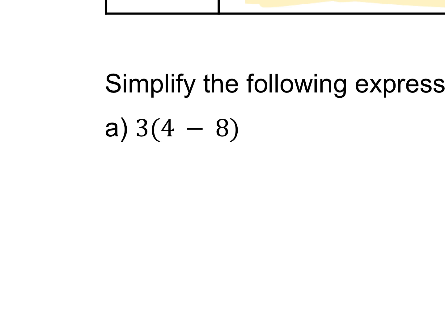It's just straight up. You could type in your calculator 3 parentheses 4 minus 8 parentheses, then hit enter, and you get negative 12. If you were doing it the order of operations way, you would do what's inside the parentheses first, 4 minus 8, and that gives you negative 4. And then anytime you have a number right next to a parenthesis, that means to multiply. So we're going to do 3 times negative 4, which is negative 12. Either way, you're going to get the same answer.